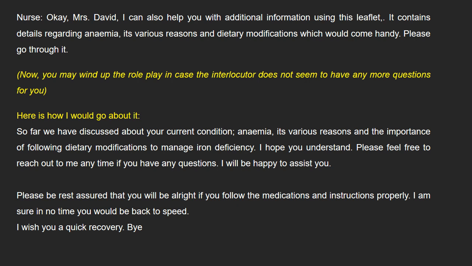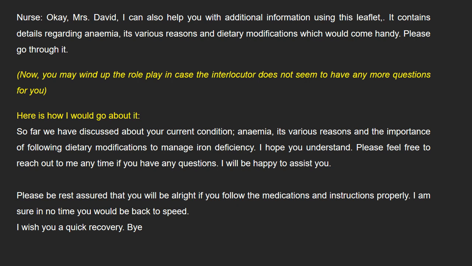Okay, Mrs. David, I can also help you with additional information using this leaflet. It contains details regarding anemia, its various reasons and dietary modifications which would come handy. Please go through it.